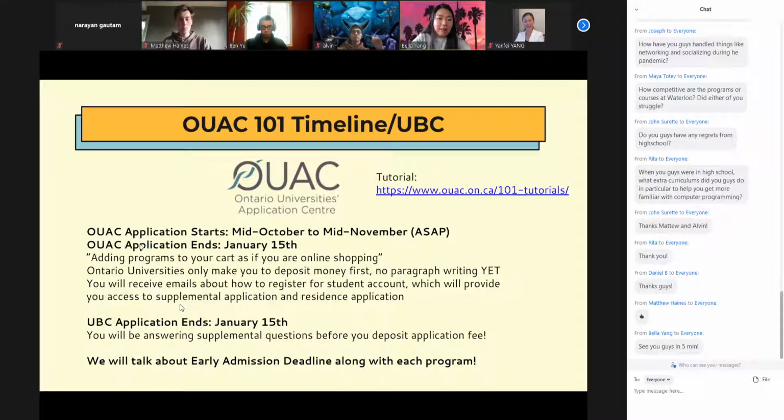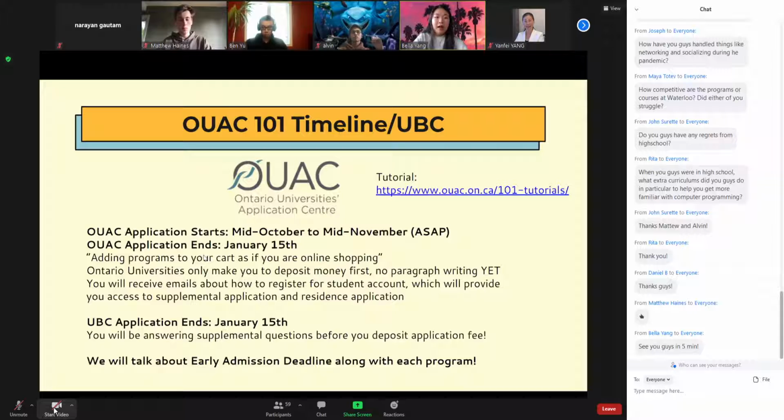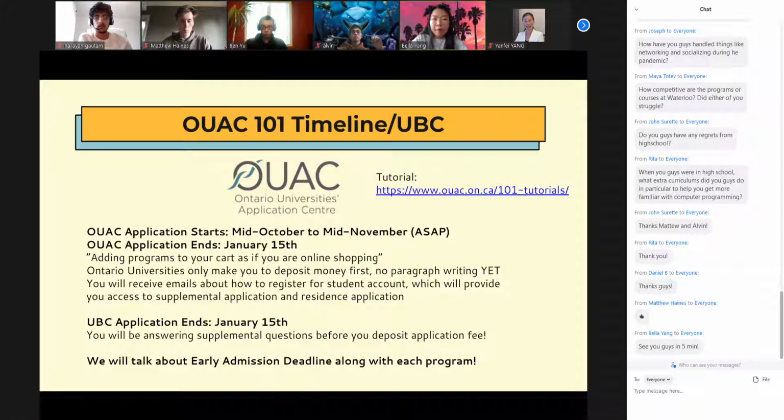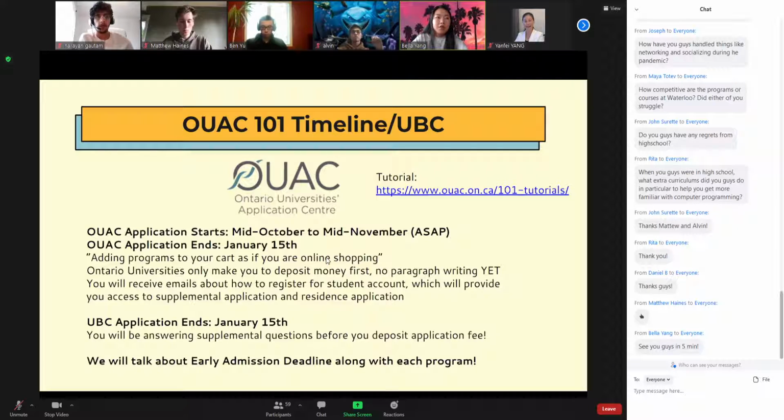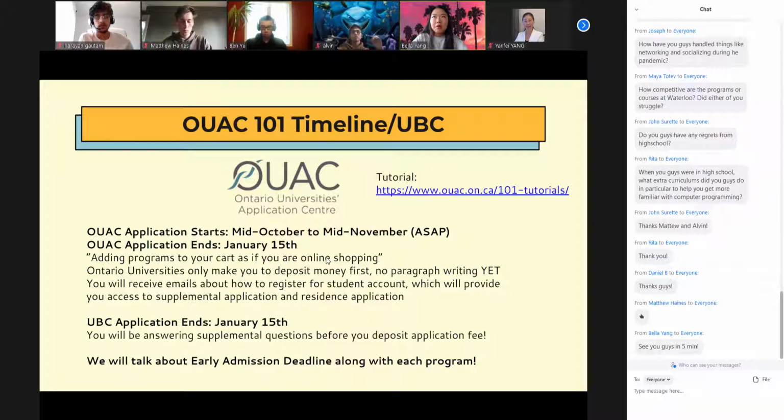And for the OUAC application, I would like to think of it as adding programs to your cart as if you're doing online shopping. You basically go through all the programs and choose the ones that you like. In the end, if you have a budget, you will need to make some comparison between different programs and choose the one that you actually want. But in my opinion, I don't think that you should be too hesitant with choosing programs. In my case, I would highly recommend you to choose as many programs as possible. It's $50 per program, but you get a lot of happiness when you receive the offer. And that's for Ontario universities.